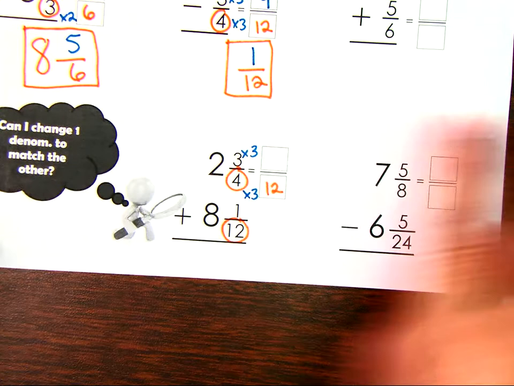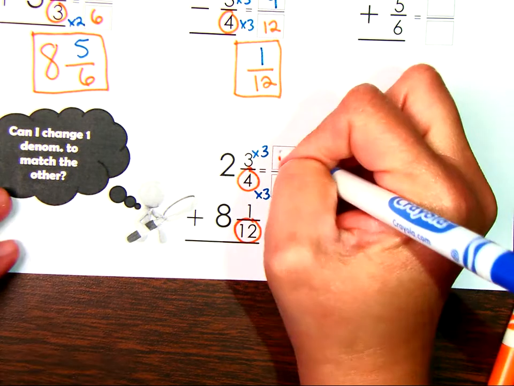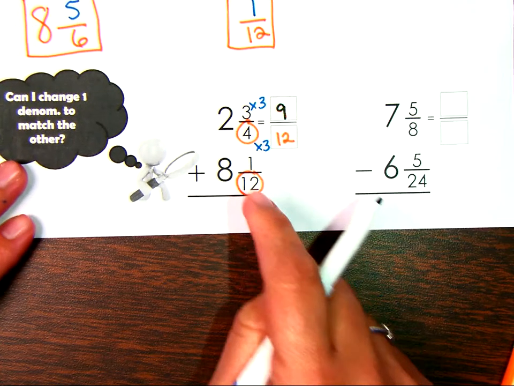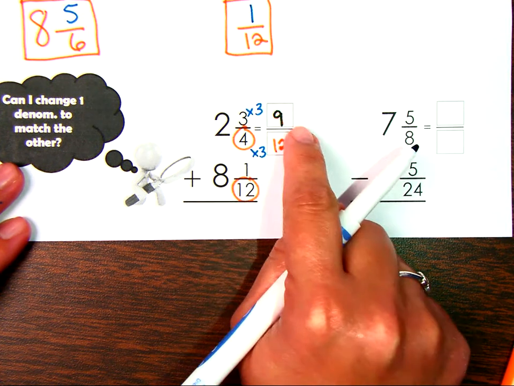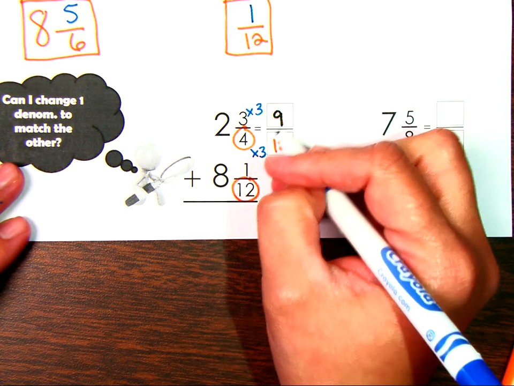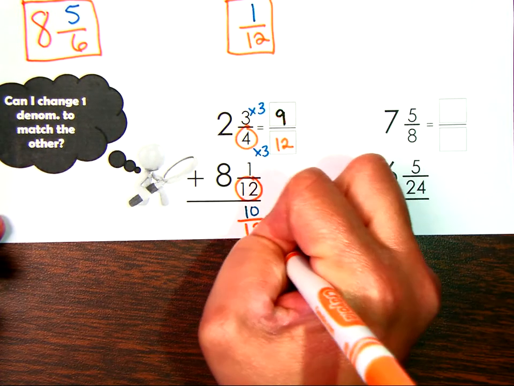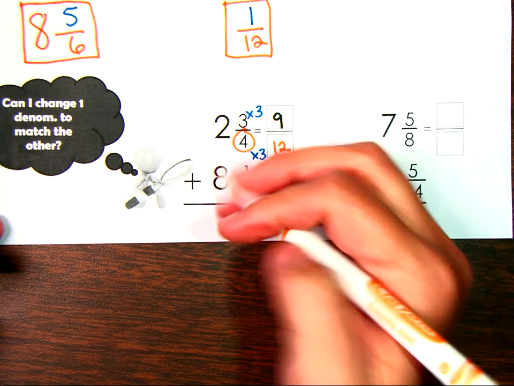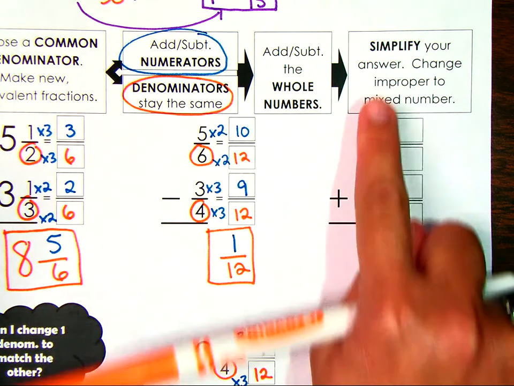So 3 times 3 is 9. Let me use my blue color. That was my numerators. So now that I do that, we can go ahead and say 9 twelfths plus 1 twelfth. So we're adding, subtracting just the numerators. So 9 plus 1 is 10. We keep the denominator the same. And then we add or subtract the whole numbers. So 2 plus 8 is 10. So again, I'm just following these steps. And then we're going to simplify.